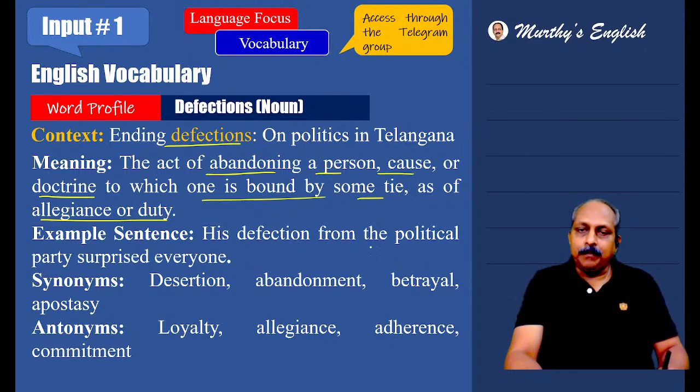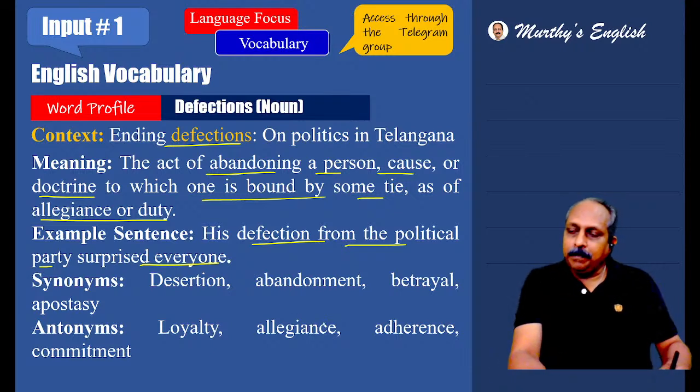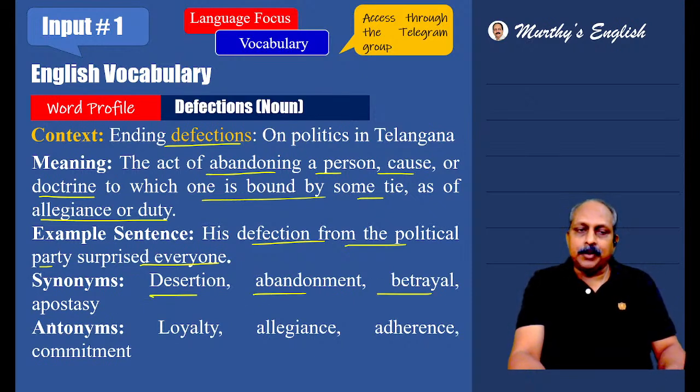His defection from the political party. Usually it goes with political parties and politics. His defection from the political party surprised everyone. A typical combination. Political parties and defection from one party to another party. Desertion, abandonment, betrayal, apostasy. This is a word we have got for the first time. You have to spend some time.